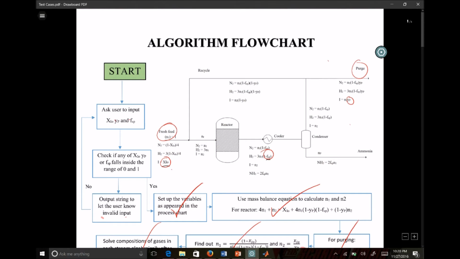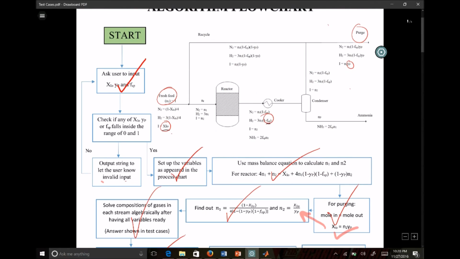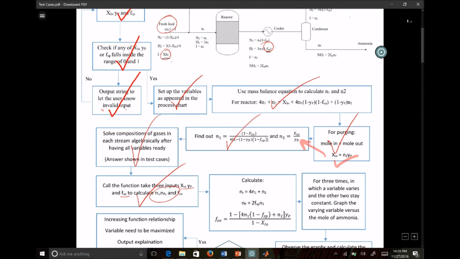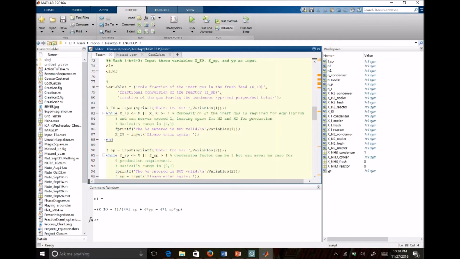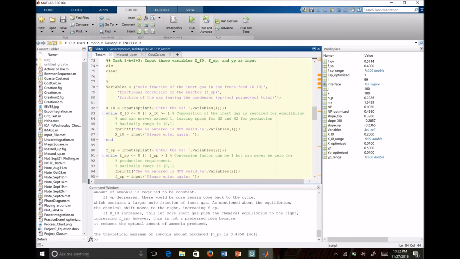You have to ask for the input and then check if it's good or not, from 0 to 1. I'm sorry. And if it's wrong, tell it's wrong, and then ask again. And if it's yes, keep going. So in this case, I'm going to run it for you.